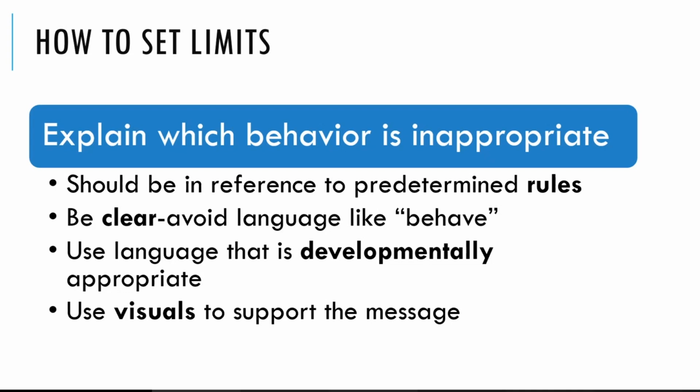Be very clear. Avoid language like "behave." Do they understand what behave means? Use language that is developmentally appropriate. We don't talk baby talk. We want to make sure that we're talking to our 9-year-old like they are truly 9 years old and they understand just regular language. Use visuals to support the message. Some of our kids may need visual supports to help them understand what is right, what's appropriate, and what's inappropriate.